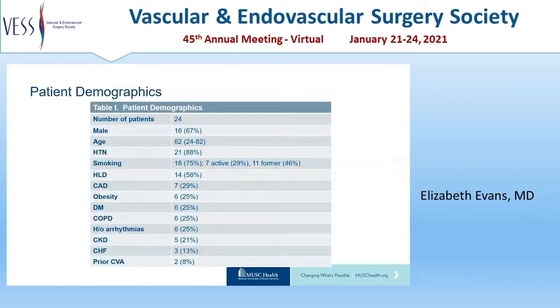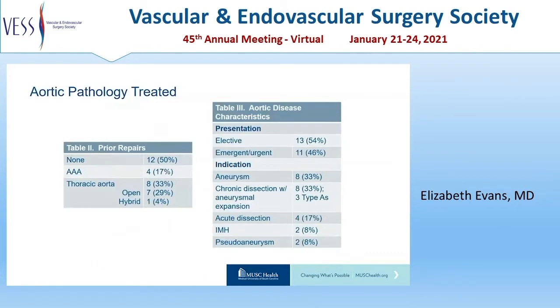The majority of these 24 patients were male in their 60s and 70s, although we did have several younger patients, one as young as 24. The majority had typical risk factors associated with aortic disease, such as hypertension and history of smoking. Half of these patients had prior aortic repairs, a third having prior open thoracic aortic repairs. We had a near even mix of emergent versus elective presentations.